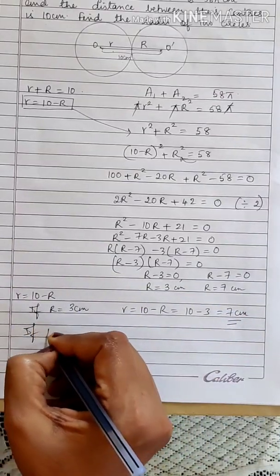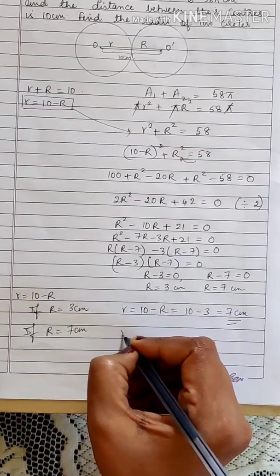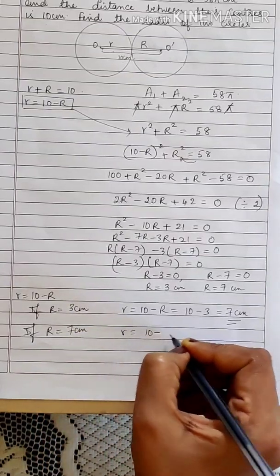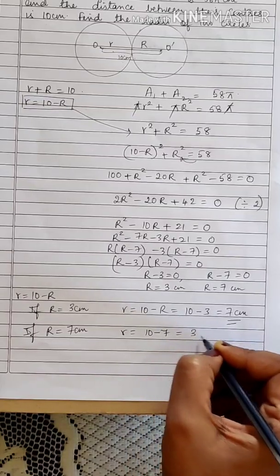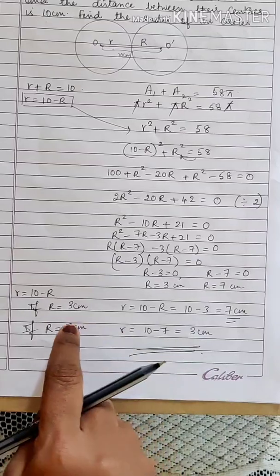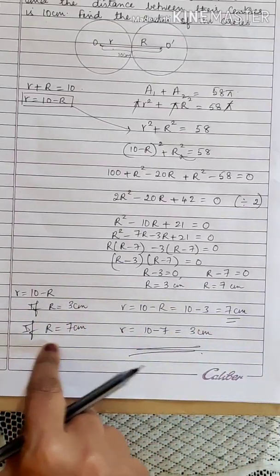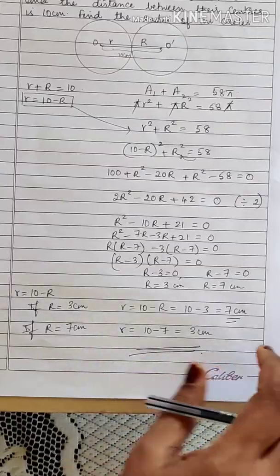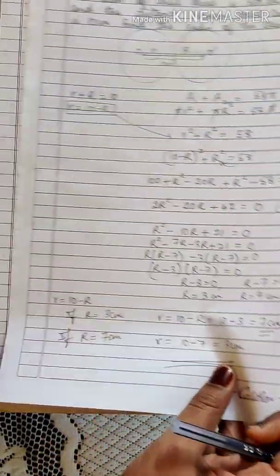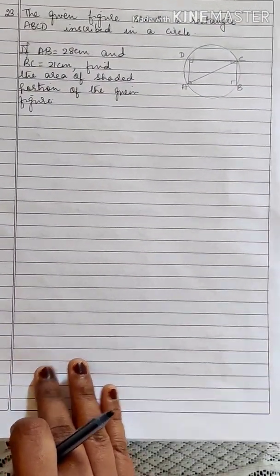Similarly, if capital R is equal to 7 centimeter, you will get this as 10 minus 7, which is equal to 3 centimeter. So it's either way. If this capital R is 3, the small r will be 7. If capital R is 7, small r will be equal to 3 centimeter. Moving on to the next question.